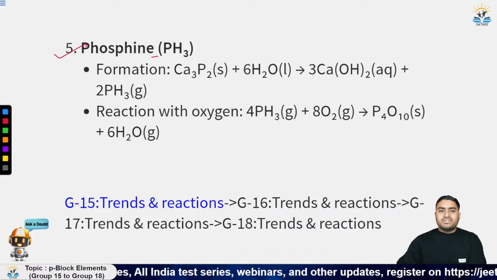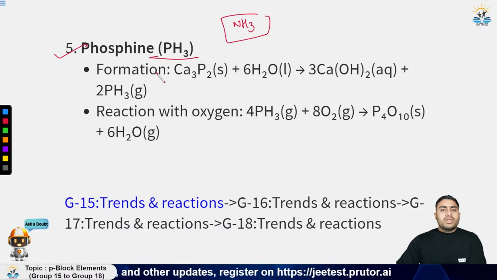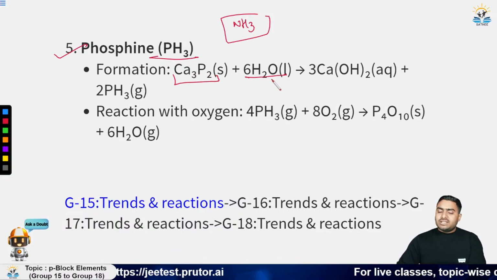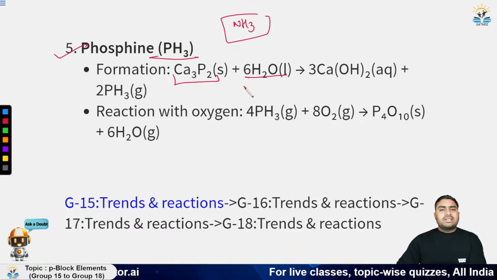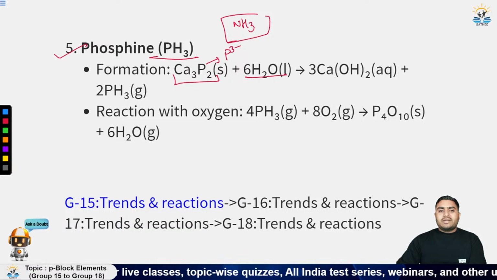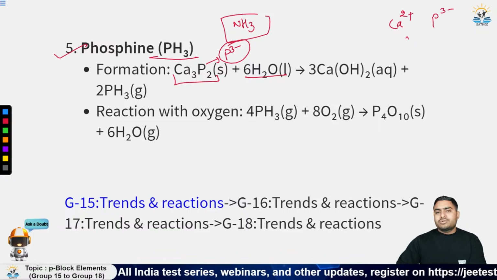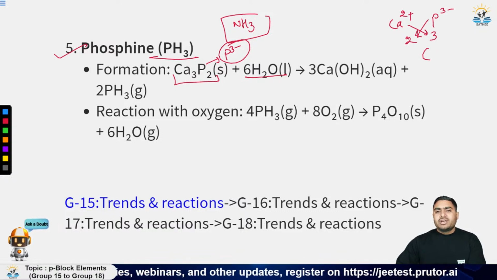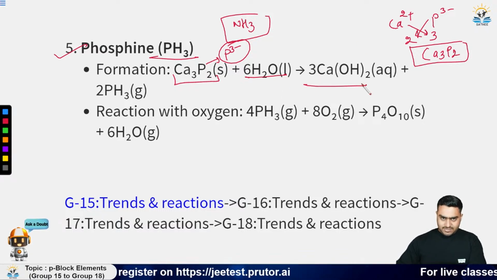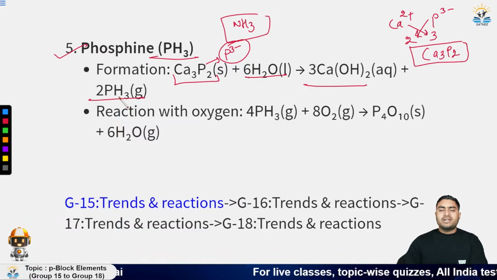Next one is phosphine, which is PH3. As I told you already, ammonia is NH3, phosphine is PH3. Formation: when Ca3P2 is treated with 6H2O, so phosphorus is here P3 negative, phosphide. It is phosphide because calcium is 2 positive, phosphorus 3 negative. So you can write 2 and 3 and then cross multiply, and you will get Ca3P2. This is a very basic thing. Ca3P2 plus 6H2O gives calcium hydroxide plus 2PH3, phosphine. So this is how it is formed.